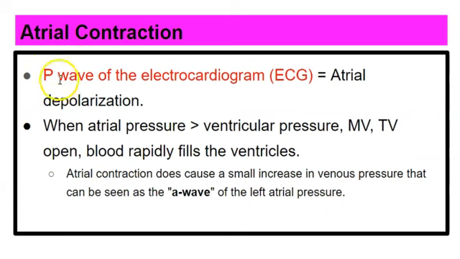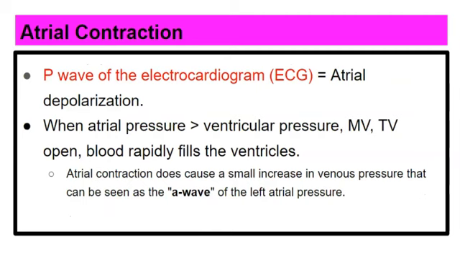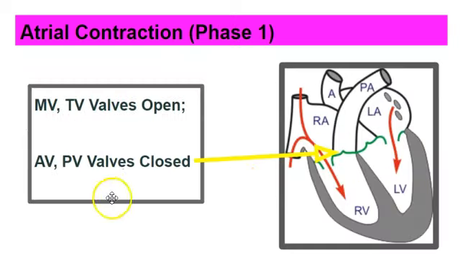That's atrial contraction. So the P wave of the electrocardiogram equals atrial depolarization. If you look back here on our electrocardiogram, we see our P wave over here. That's going to represent, as we just said, atrial depolarization. And when the atrial pressure exceeds ventricular pressure, our atrioventricular valves will open and blood will rapidly fill both sides of the heart, the RV and the LV.